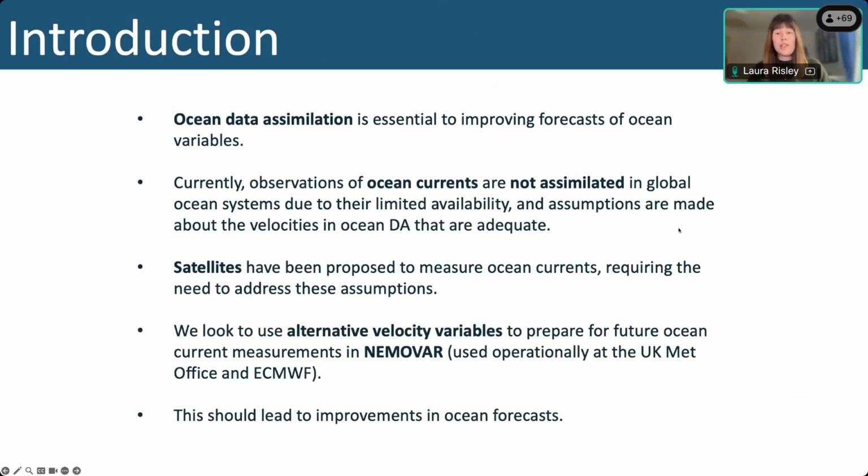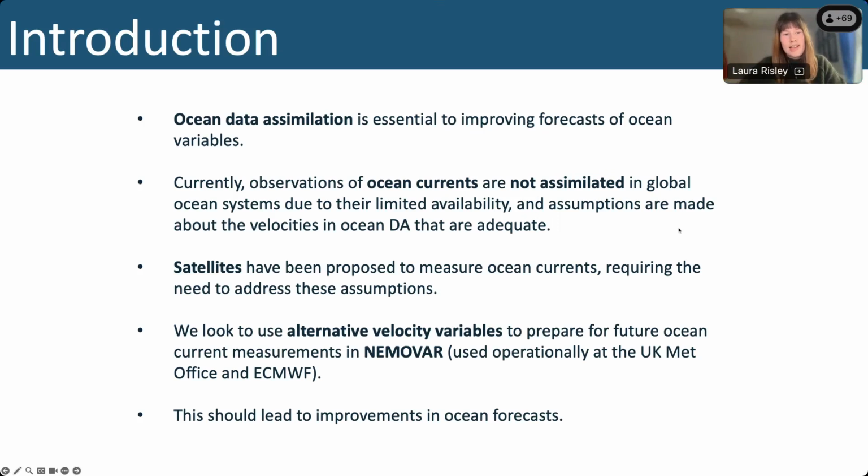Currently, observations of ocean currents aren't assimilated operationally in global ocean data assimilation systems, but this is all set to change as satellites are being proposed to measure these ocean currents. Unfortunately, the operational systems are not equipped to handle these observations due to some of the assumptions that are made about the velocities. In my PhD, we proposed the use of alternative velocity variables to prepare for these future ocean current measurements. Specifically, we were proposing these variables for use in NEMOVAR, which is the ocean data assimilation software used at the Met Office and ECMWF.